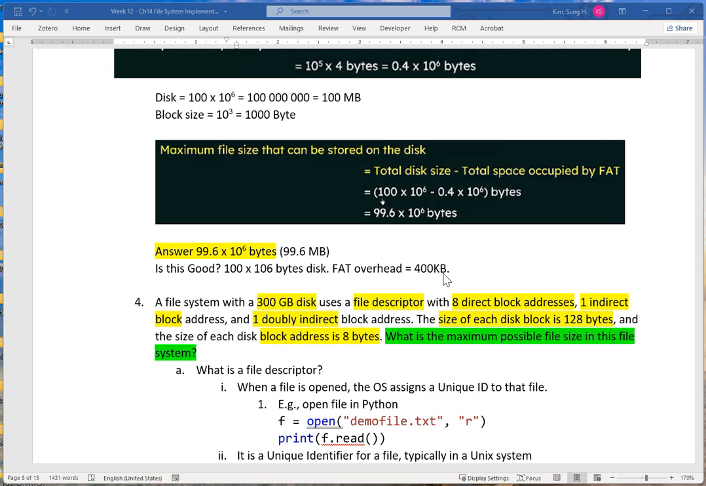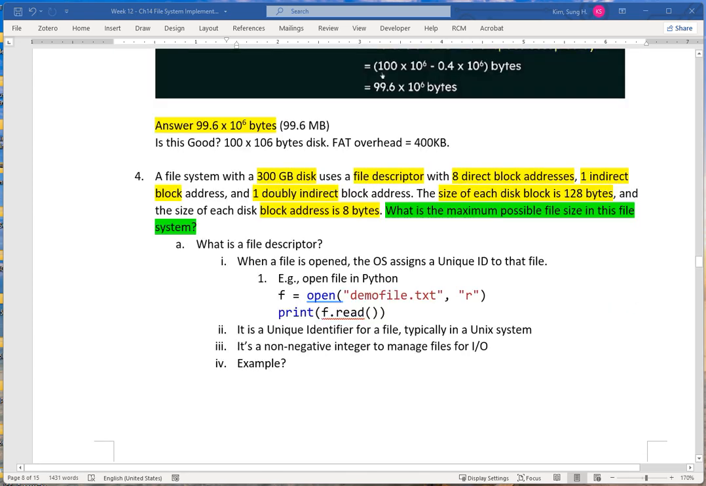I guess it's pretty good. I mean, 400K is pretty much nothing nowadays, and no one really has 100 megabytes as a storage device. But as you can see, it does cost something to store the files in your storage device. So let's look at the next one here.